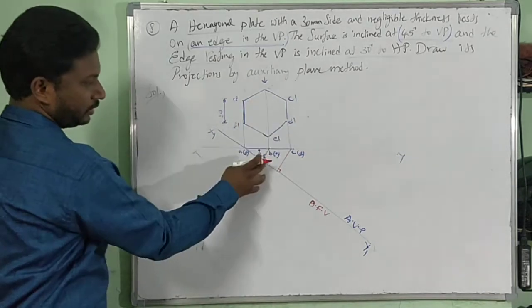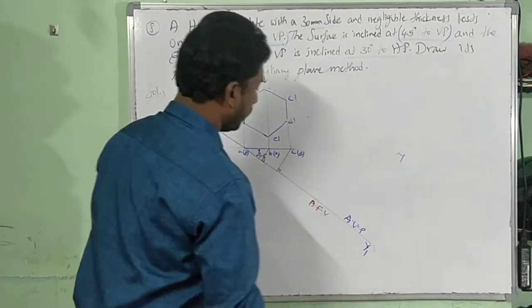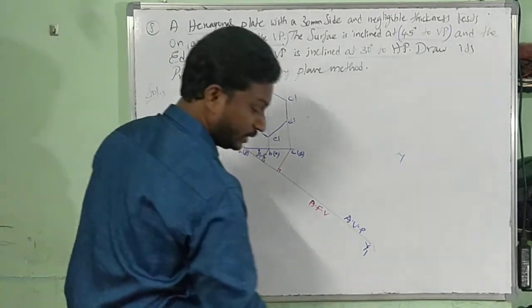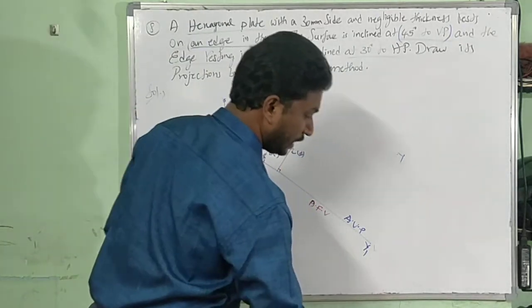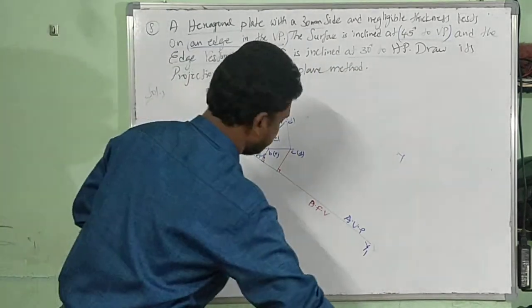Now again, these are to be extended for auxiliary front view. What does auxiliary front view mean? We will get distances. See here, again I am writing the distances first. Probably this will be x.